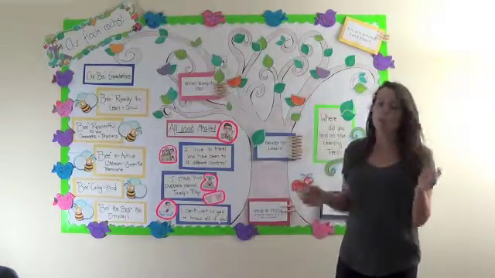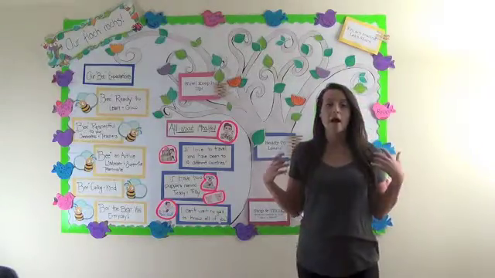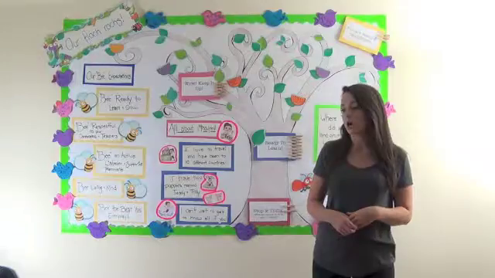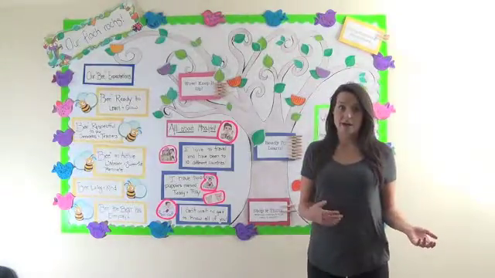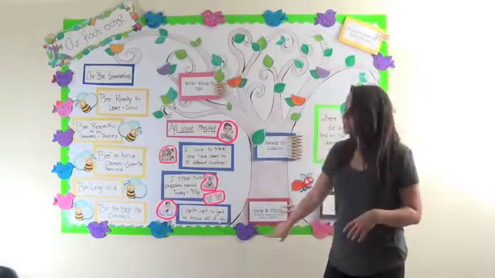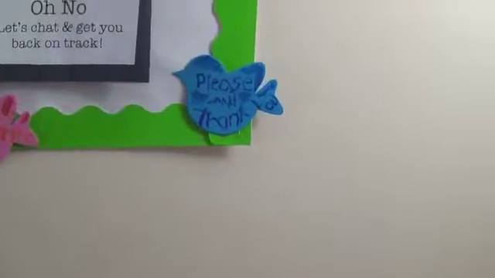First things first, what was really important to me is that every kid in the class had an opportunity to share what they believe the classroom expectations should be. So my idea was to give each student one of these little birds. You can see them all around the side of the poster.